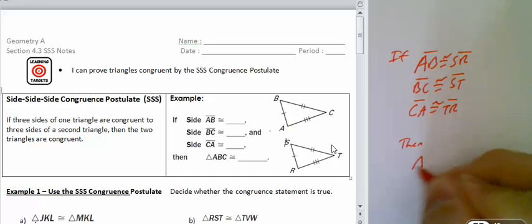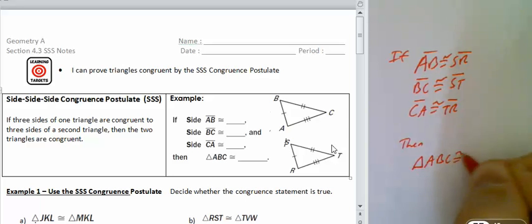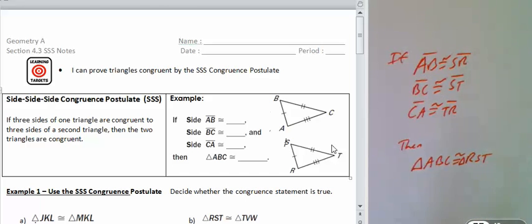then what we can say is the two triangles are congruent. So triangle ABC would have to be congruent to, so if we go from A to B, then we have to go from R to S. So it'd be triangle RST. So it's kind of like a shortcut. All you need to show for the two triangles to be congruent is that their three sides match up without having to have any of their angles at all. All right, so let's see how that works.